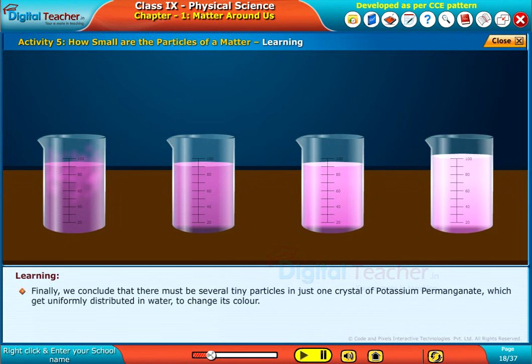Finally, we conclude that there must be several tiny particles in just one crystal of potassium permanganate which get uniformly distributed in water to change its color.